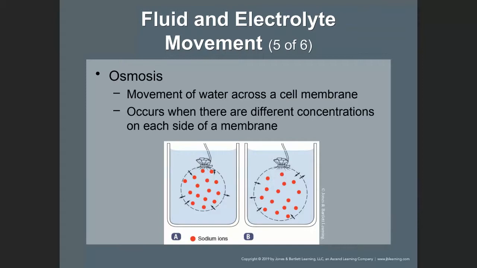Now, osmosis is a movement of water. Water is a solvent, remember that. Osmosis is the movement of water across a cell membrane. It occurs when there are different concentrations on each side of the membrane. So osmosis is the movement of water from where there is a low solute concentration to where there is a high solute concentration.